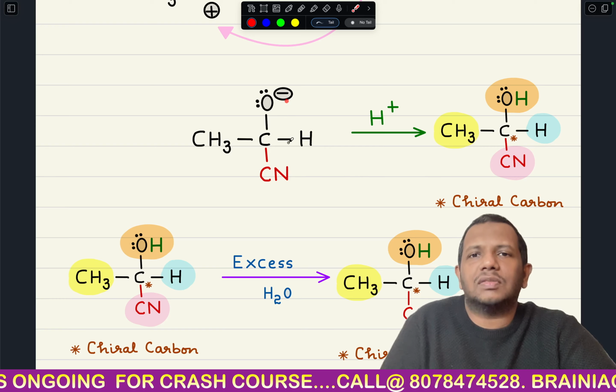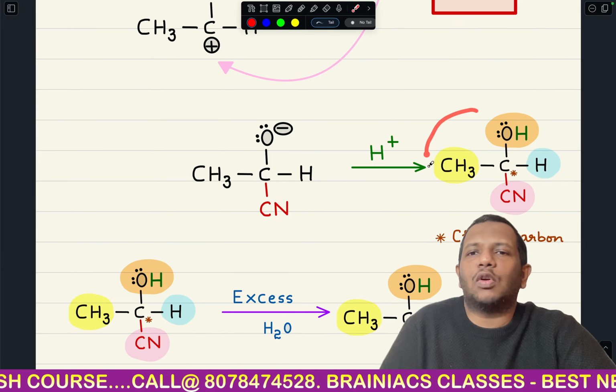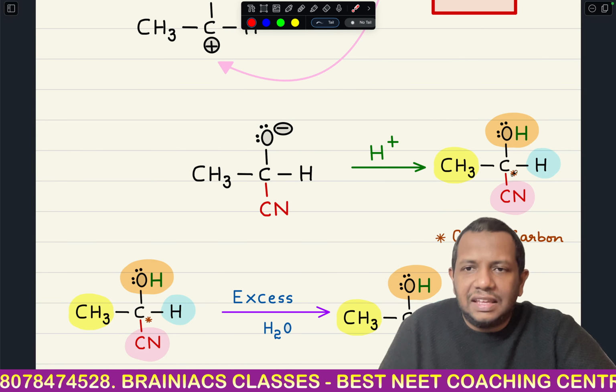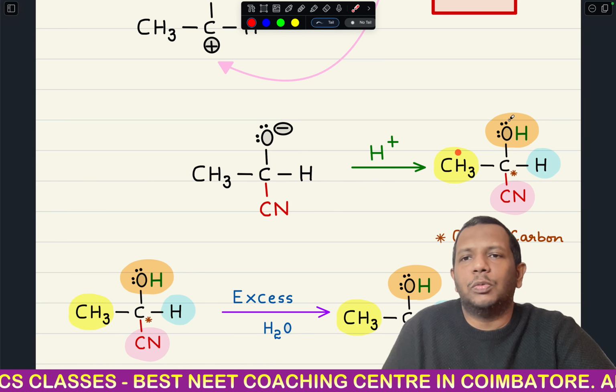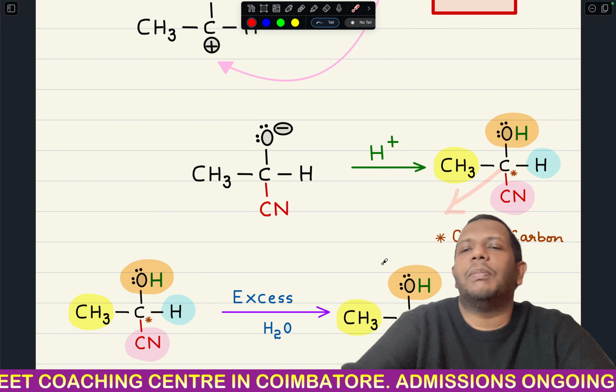And this O minus will be further attacked by whom? The H plus from the HCN, and you will get a compound like this. I can easily say the reaction stops here, and here the peculiarity you can see, it's a chiral carbon because the 4 groups present here are different ones, and I can say this is an optically active compound.